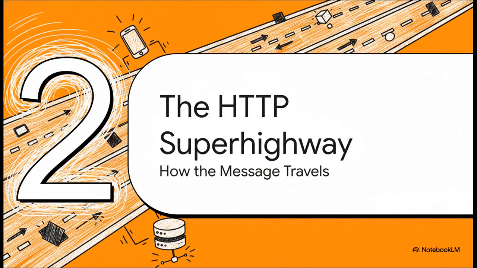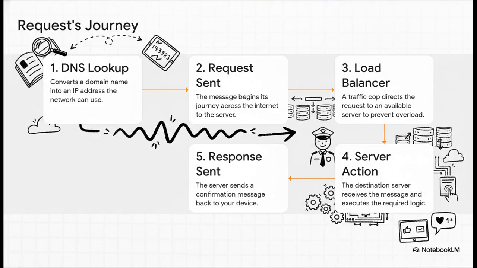All right, so we've got our like request all neatly packaged up in a JSON message. Awesome. But how does it actually get from your phone to a server that could be on the other side of the planet? Well, it travels on the internet's superhighway, using a set of rules called HTTP, or Hypertext Transfer Protocol. Now, the full journey actually has something like 19 different steps, but we can boil it all down to these 5 main stages.